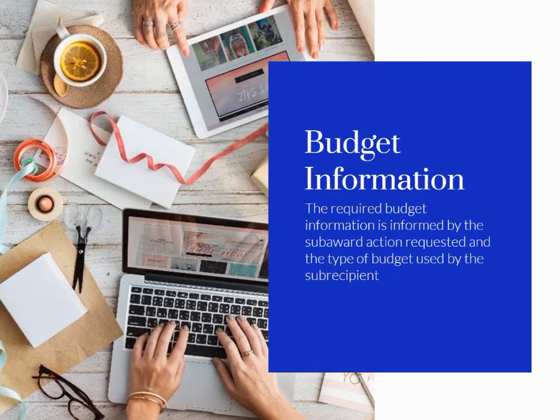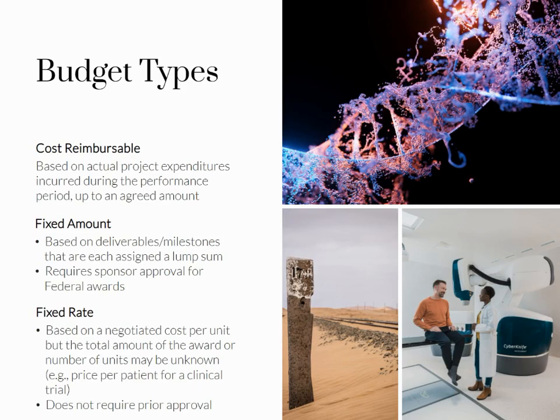In this module, we'll cover the different types of budgets we see in subawards and the materials required associated with those budgets. Cost reimbursable budgets are based on the actual project expenditures incurred during the performance period and up to an agreed amount. Fixed amount budgets are based on deliverables or milestones that are each assigned a lump sum, and these require sponsor approval for federal awards.